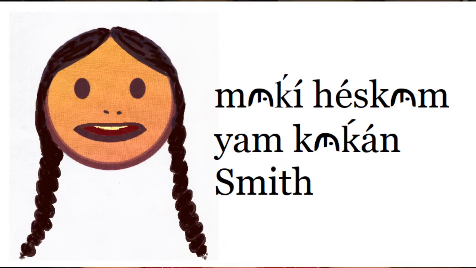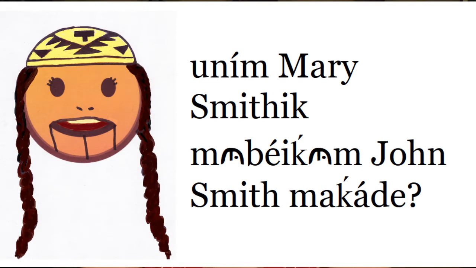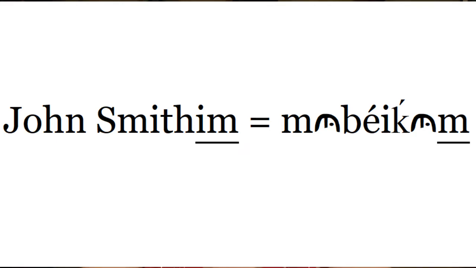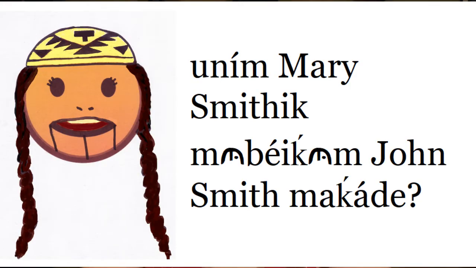Miki Heskam Yam Kakan Smith. Repeat, Miki Heskam Yam Kakan Smith. Unim Mary Smithik Mabekam John Smith Makare. Is this Mary Smith's father, John Smith? Notice we added ik to the end of Mary Smith to mean Mary Smith's. We can add an M to the end of John Smith. We could say John Smithim because of the equal sign verb makare. Mabakem equals smithim. You can put the endings on the English words and names if you want. So repeat. Unim Mary Smithik Mabakem John Smithim Makare.